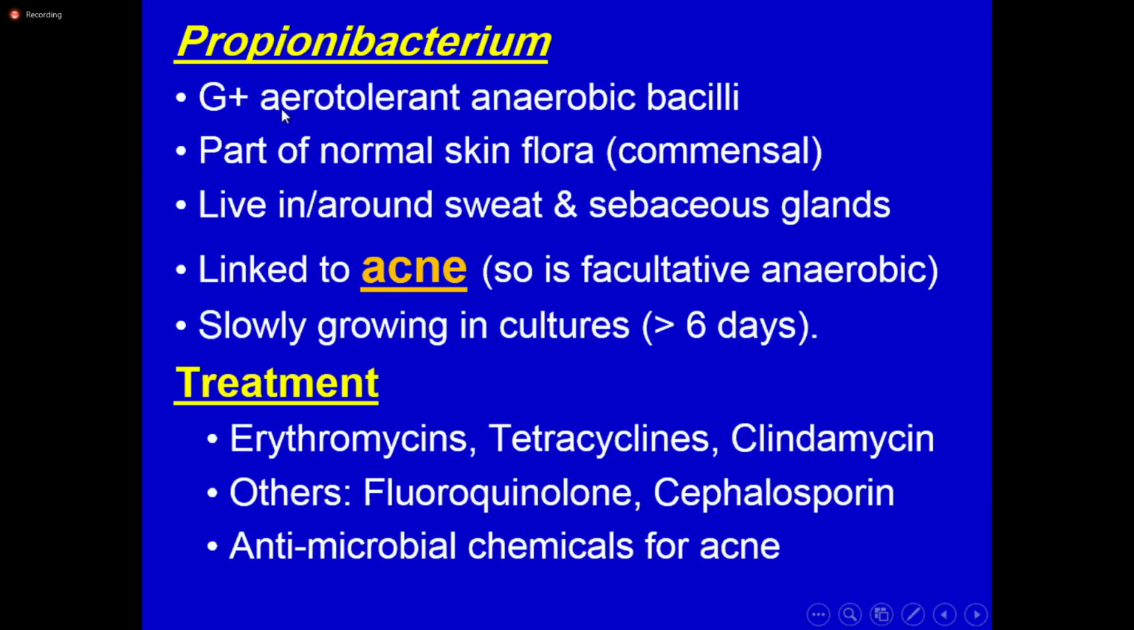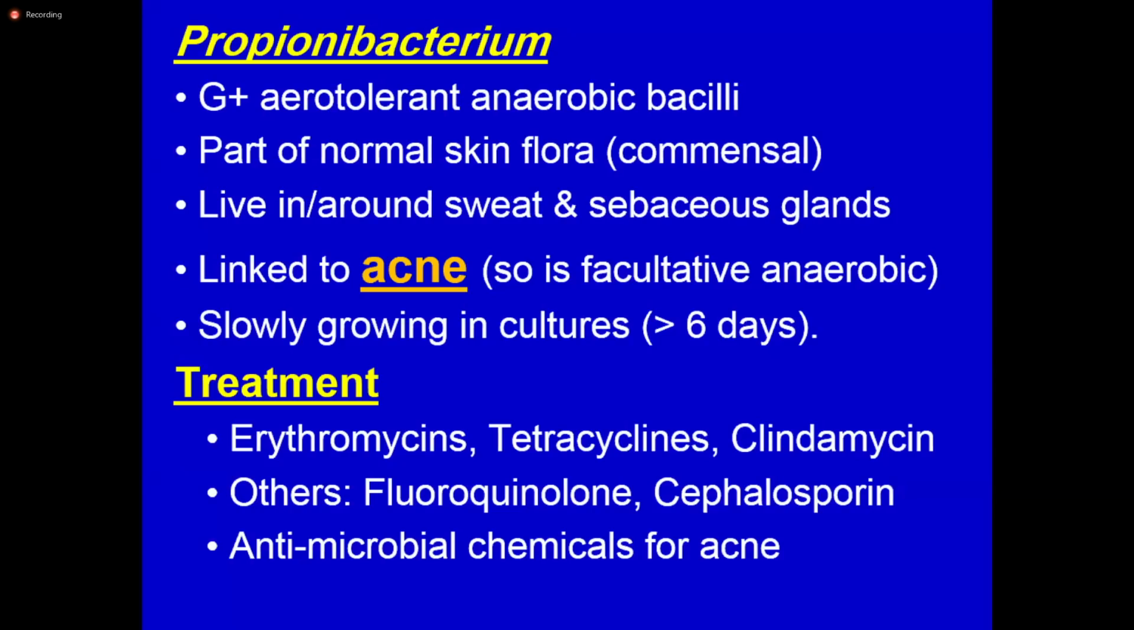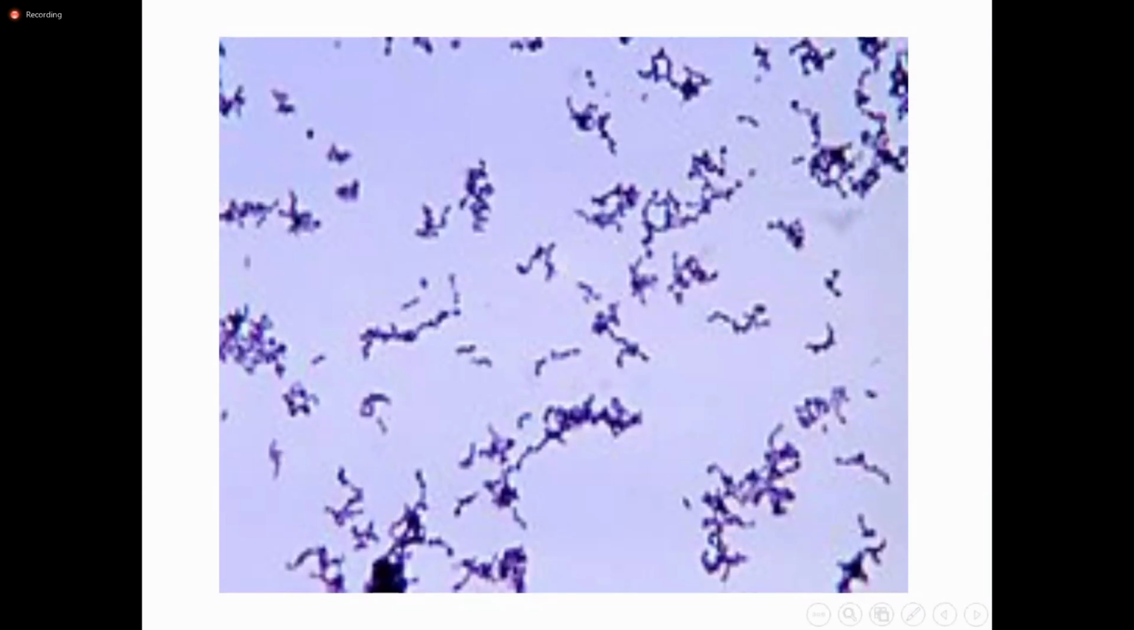Treatment: these, we said, are gram-positive, so we use antibiotics which are active against gram-positive bacteria, like what? Erythromycin, tetracycline, clindamycin. Alternatives could be fluoroquinolones, cephalosporins. Also, you can use some antimicrobial chemicals to clear the acne. So these are gram-positive bacilli, rods, and you can see them like that.